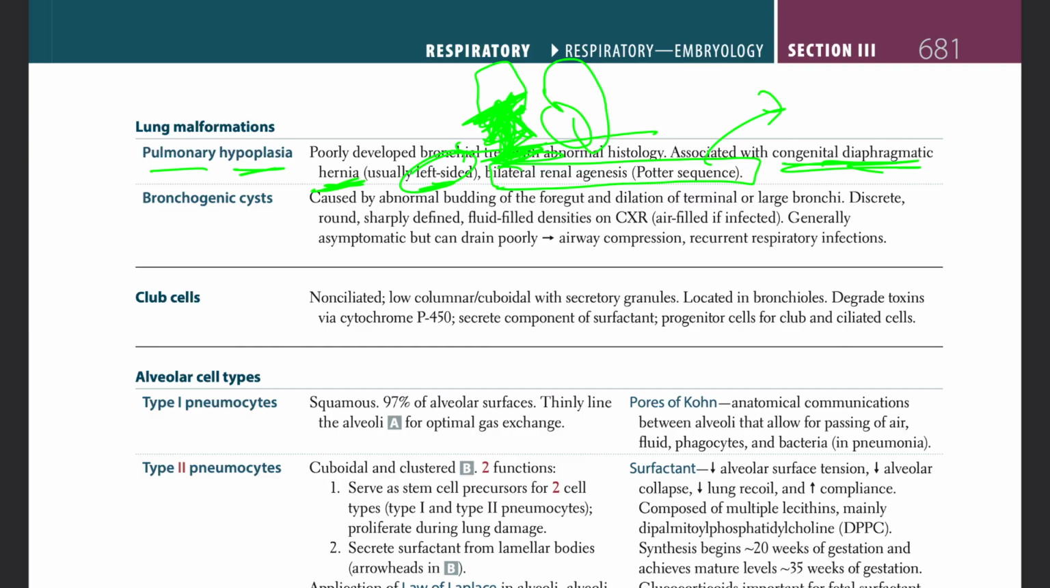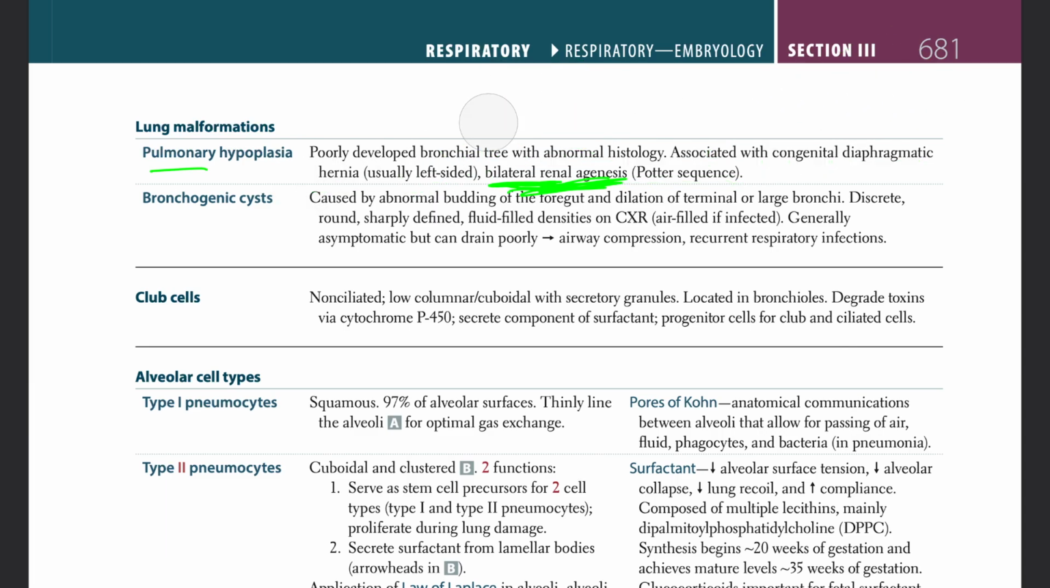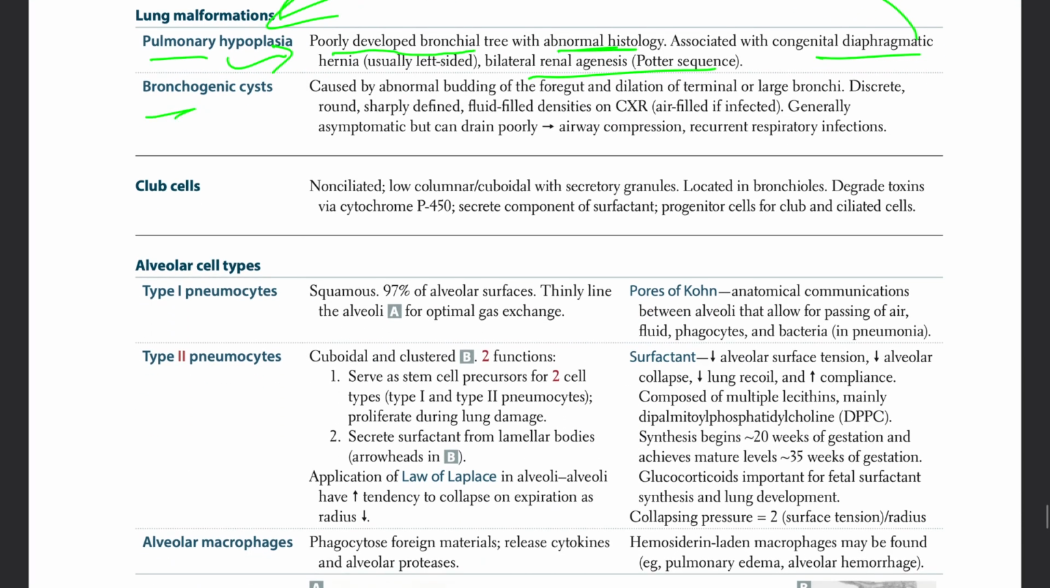Part of the sequence is you're not going to form the lungs. What is the cause? Bilateral renal agenesis. One part of the sequence is pulmonary hypoplasia, and we will do that in the renal section. So these are two causes which cause pulmonary hypoplasia. Now, what is pulmonary hypoplasia? Well, it is a poorly developed bronchial tree with abnormal histology. Simple. The next one is bronchogenic cyst.